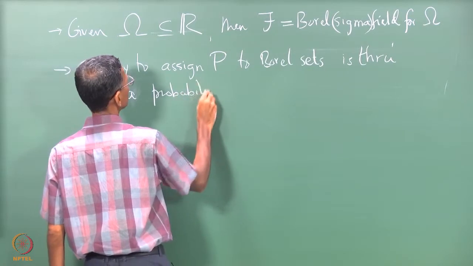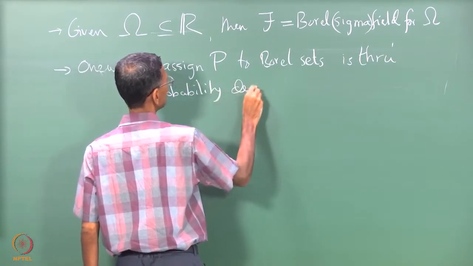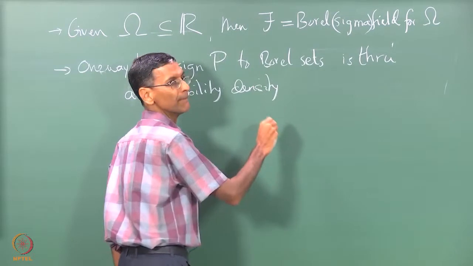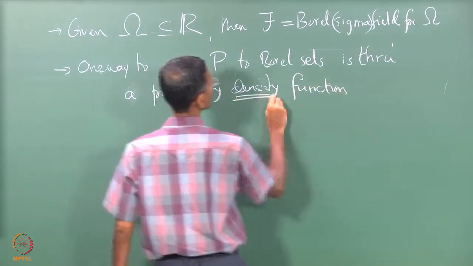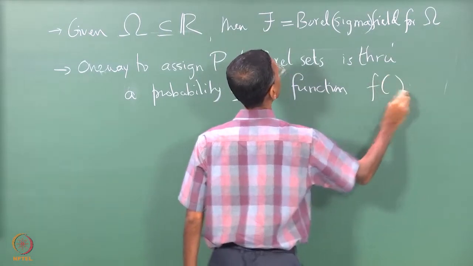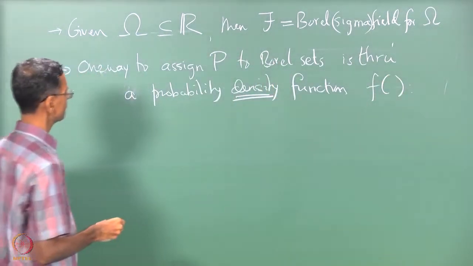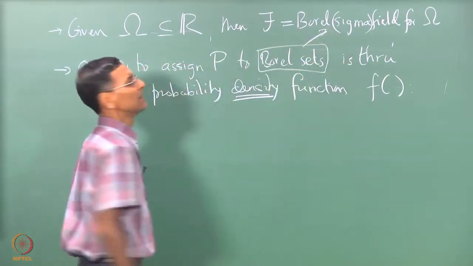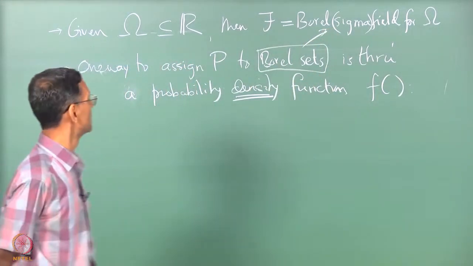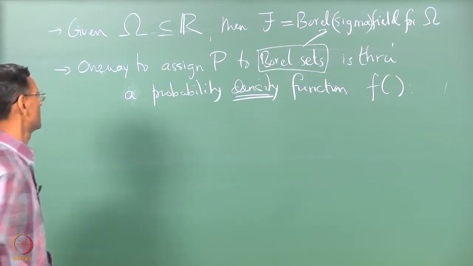Let me write this thing out in full. Probability density function, with emphasis on density. So again, what do I mean by Borel sets? These are elements or members of the Borel sigma field itself, right.